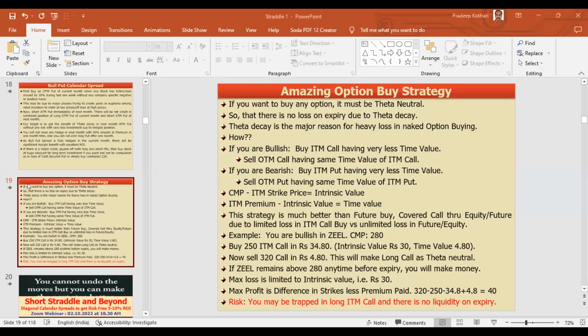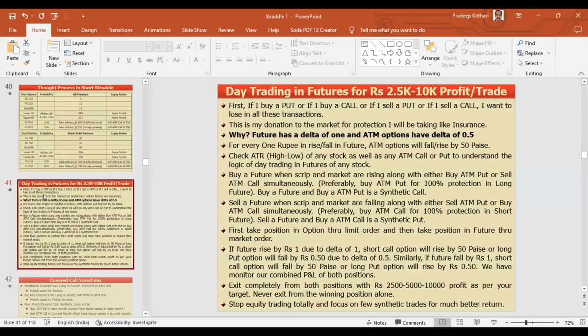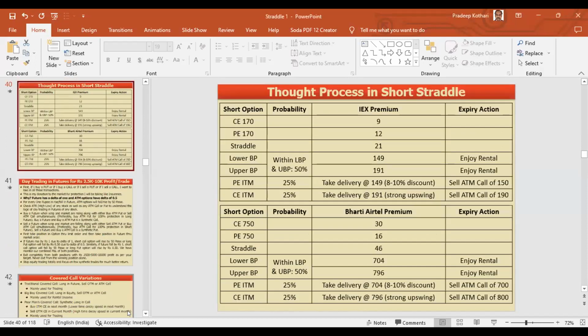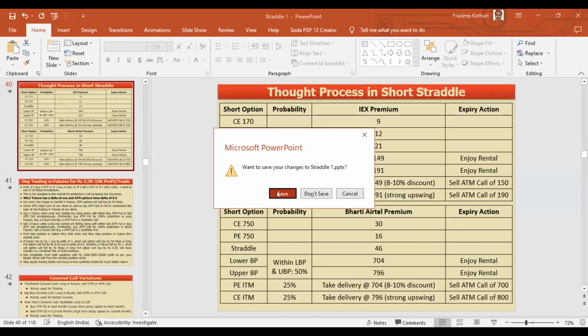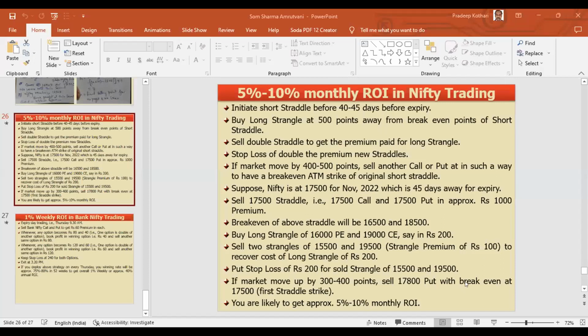आपको दिख रहा है ये? Not this one. एक मिनट. इस आ गया सर. हाँ, डे ट्रेडिंग किधर गया वो? नहीं, मैंने गलत खोल दिया. I opened the wrong one. I have to open this one. Som Sharma Amritwani. Can you see now? Are you able to see this slide?